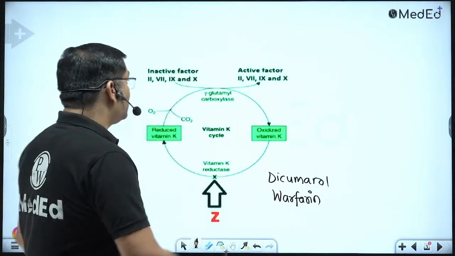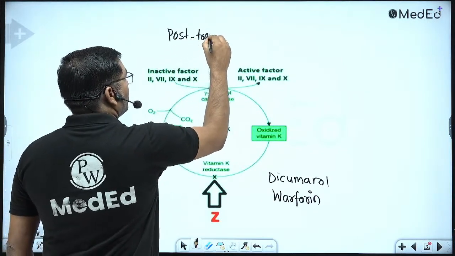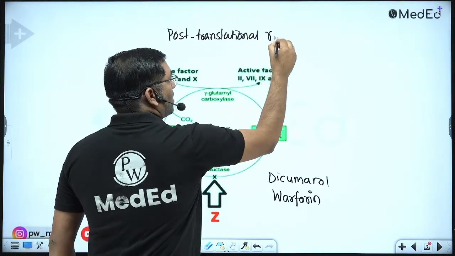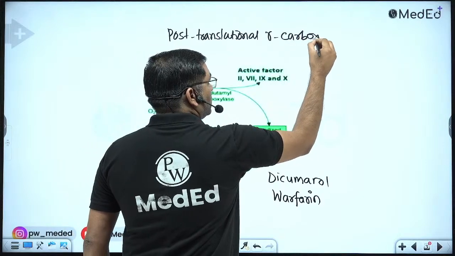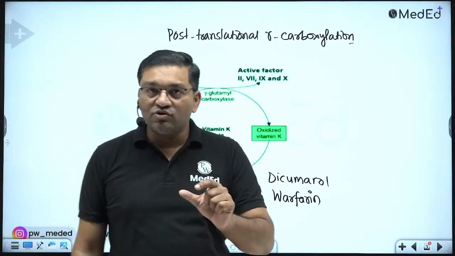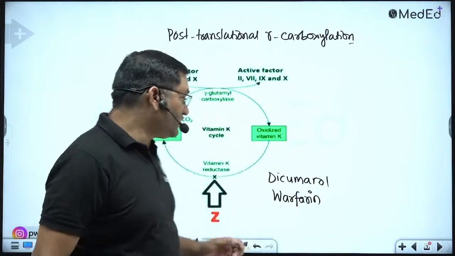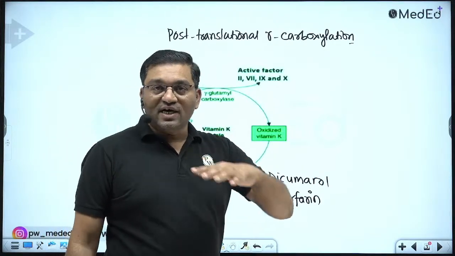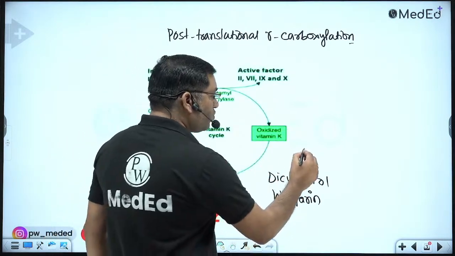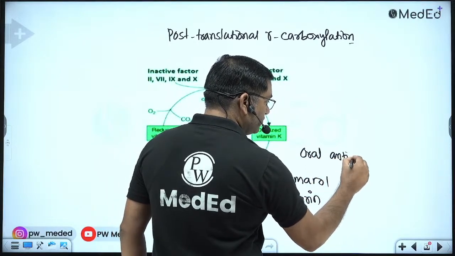So it is connected with pharmacology. And also there is post-translational gamma carboxylation. So this is post-translational modification. So this comes under genetics also. So this is an overlapping topic between different areas within the subject. So there is a chance of getting a question on this topic. So dicumarol or warfarin, these are oral anticoagulants.